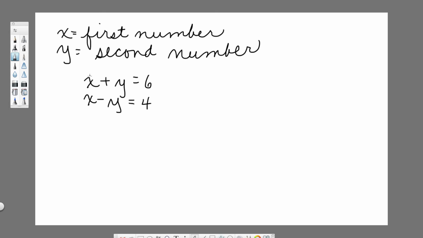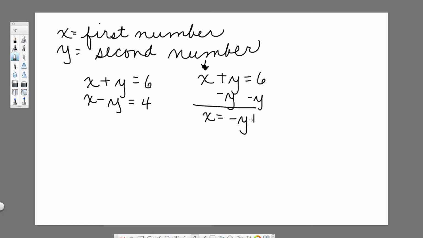And I have 4 really good choices. I can solve it for X in the first one, Y in the first one, X in the second one, Y in the second one. What I always look for personally is any variable that has a coefficient of 1, because that's going to cut down on the fractions. So let's just take the first equation and solve it for X. All right, I'm going to get X all by itself. So the inverse of adding Y is subtracting Y. So I'm going to get X equals negative Y plus 6.